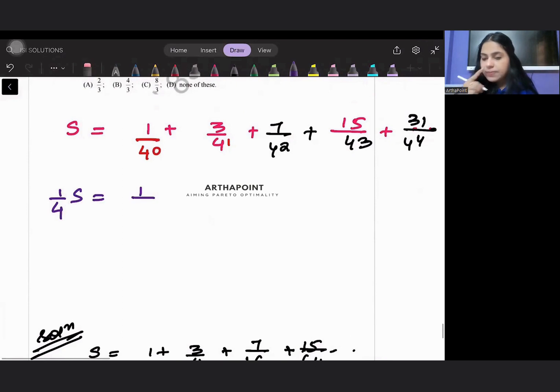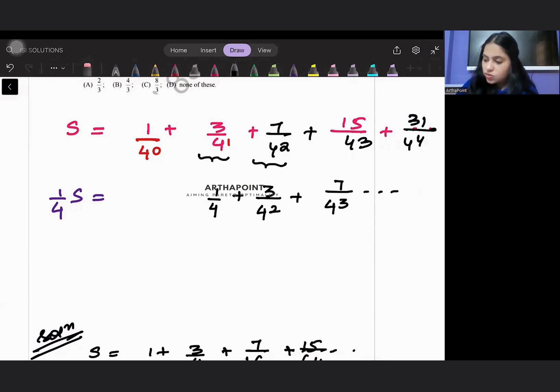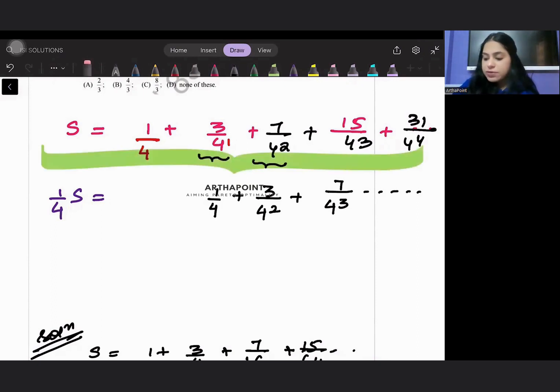And this will give me, when I multiply 1 by 4 to the power 0, which means 1, into 1 by 4, I will get the answer 1 by 4. But I will be writing that 1 by 4 here. Then when I multiply 3 by 4 with 1 by 4, I will get 3 by 16. But I will be putting that here. Then when I multiply this by 1 by 4, I will get 7 by 64. But I will be putting it here and so on. Are you getting it?